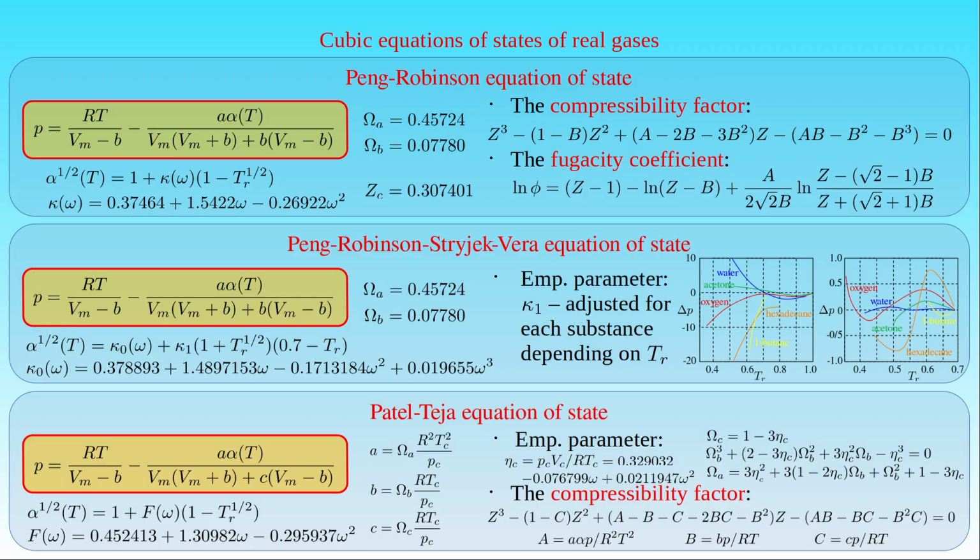The Patel-Teja equation of state provides better results to correlate and predict the thermodynamic properties of many pure substances. In general, the cubic equations of state with 3 parameters have a substance-dependent empirical critical compressibility factor, and as a consequence, they are superior to 2-parameter equations of state in describing liquid densities.